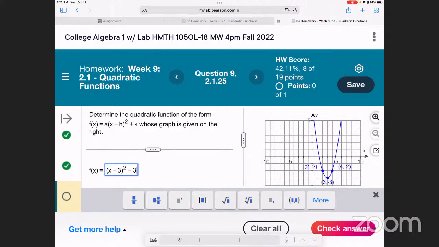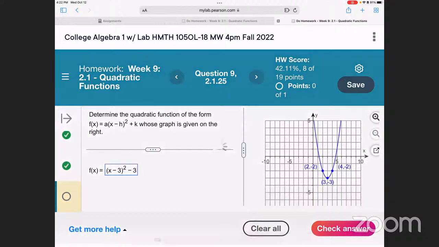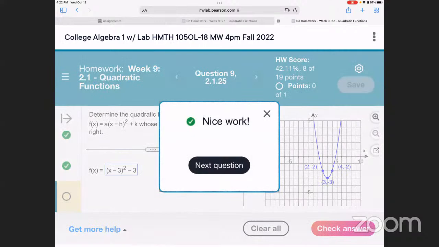I mean, we can check, right, before we submit it. Notice that when x is 2, 2 minus 3 is -1 squared is 1. 1 minus 3 is -2. That checks out. When x is 3, y is -3. That checks out. When x is 4, it's going to be 1 minus 3 is -2. So this works for all those points.